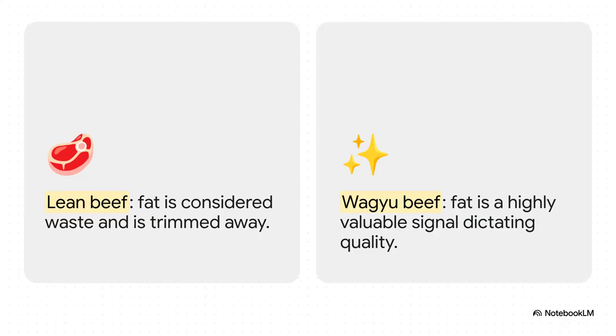And this brilliantly illustrates why context is literally everything. Think about it. On a standard cut of lean beef, fat is considered waste, right? It's just noise, so you trim it away. But take a high-end cut of Wagyu beef. That exact same fat is a highly valuable signal that dictates the entire quality of the meat. The physical material didn't change one bit. The value placed on it by the observer and the context did.